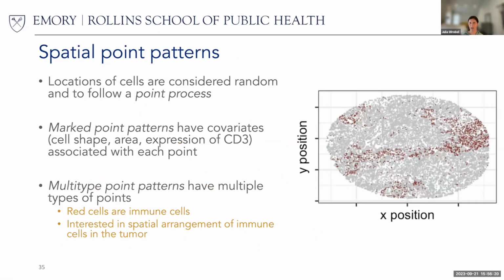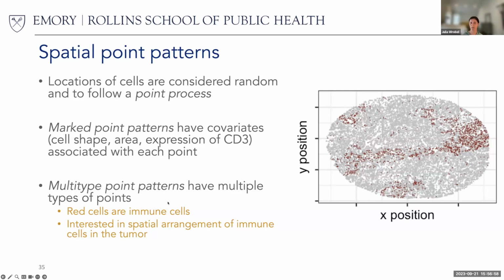So if you're not familiar with spatial point processes or spatial point patterns, a point pattern is just a distribution of points in space. In the context of this data, a spatial point pattern would be the distribution of cells in an image. The locations of those cells are considered random and to follow a point process. Marked point patterns have covariates attached to each cell, for example, cell shape or area or expression of a certain marker. And multi-type point patterns have multiple types of points. So typically we're working with multi-type or marked point patterns.